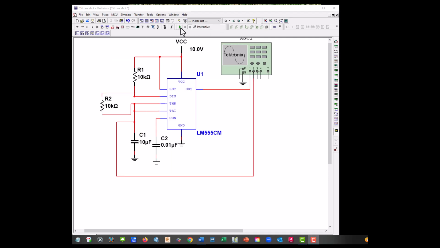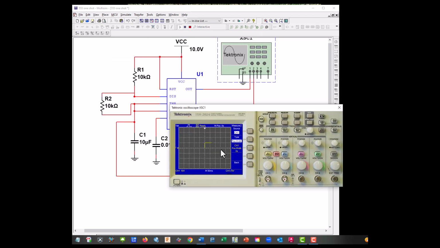Okay, so let's try this circuit out. Let's start the simulation, turn on our scope. We're going to, there we are. And we have, whoops. Let's try again. Let's go to run. There we go. And there we have our continuous wave.